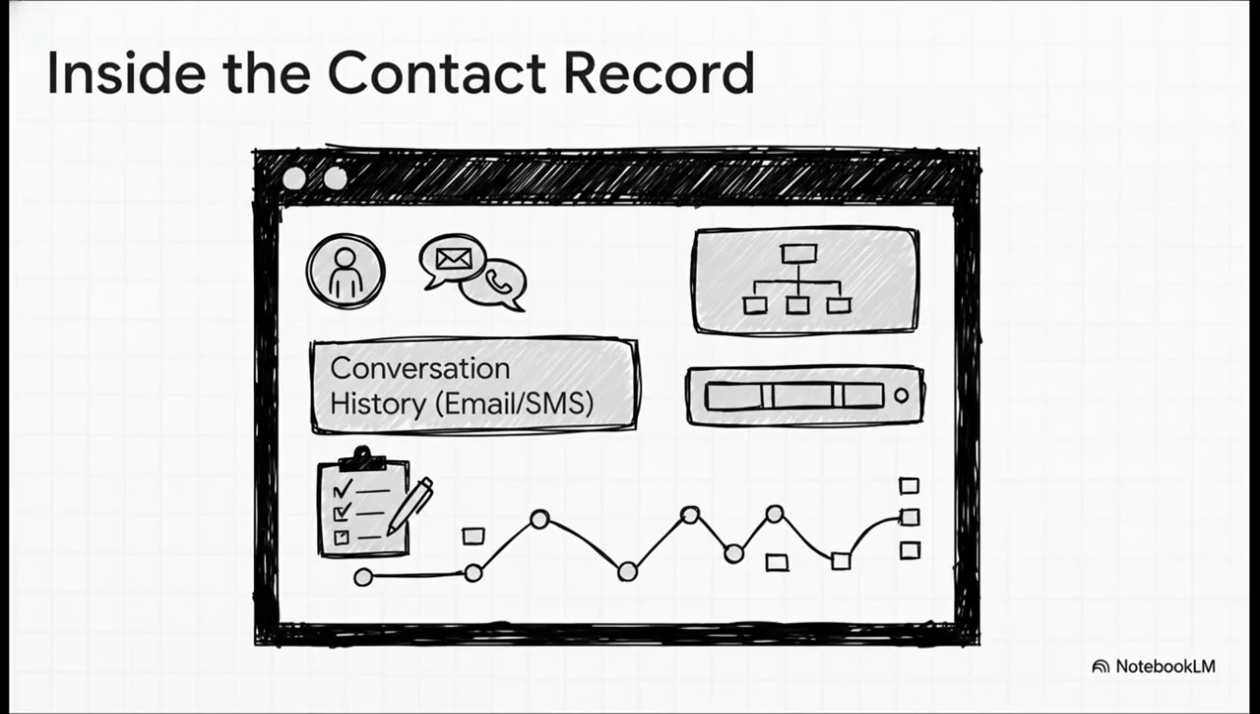And this is where it gets really cool. Look at everything you have in one single view. Of course, you've got the basic contact details, but then you have the entire conversation history. Every email, every text. You can see exactly which automations or workflows they're in right now. You know their stage in your sales pipeline. You've got tasks, you've got notes. It is all right here. No more jumping between 5 different tabs.